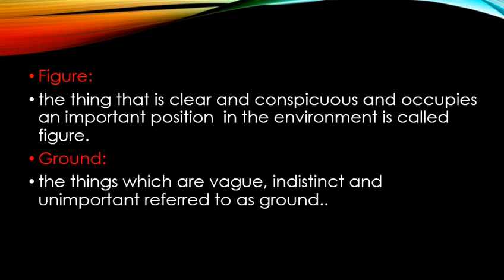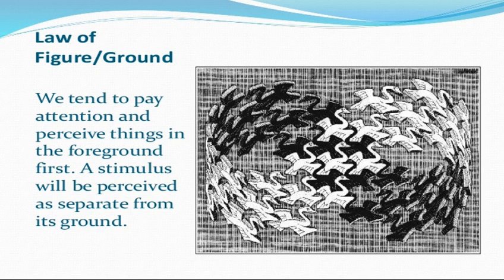What is ground? The things which are vague, indistinct, and unimportant are referred to as ground. Figure is of great importance because we are consciously aware of and attending to that thing. And when we are attending to the figure, its background is known as ground, which is a distinct and unimportant phenomenon. So, according to the Gestalt law of figure and ground, we tend to pay attention to and perceive things in the foreground first. A stimulus will be perceived as separate from its ground.